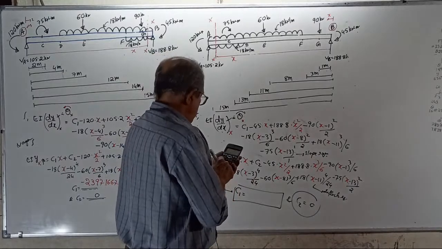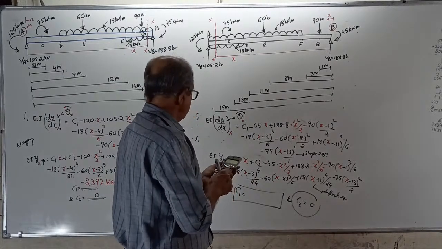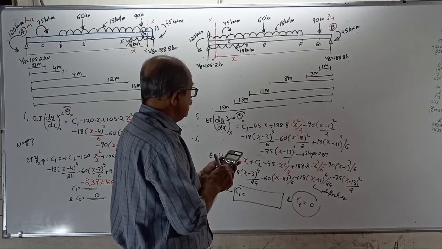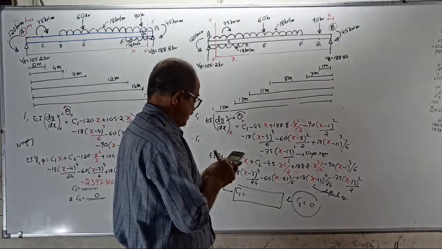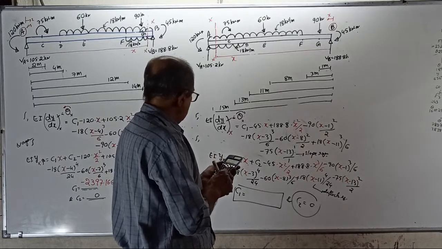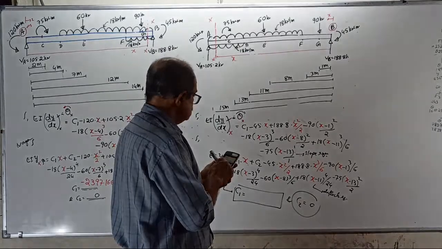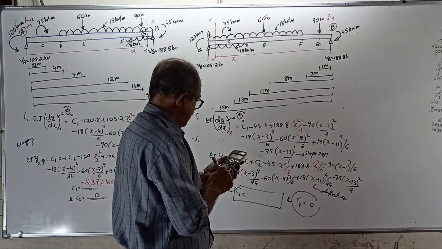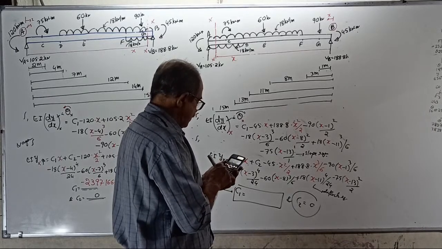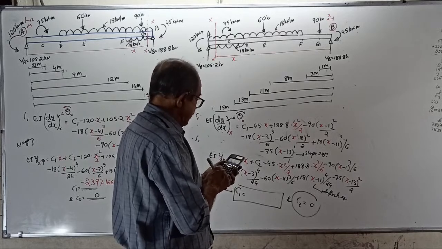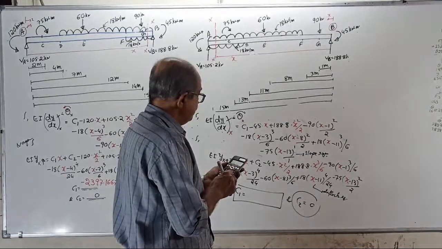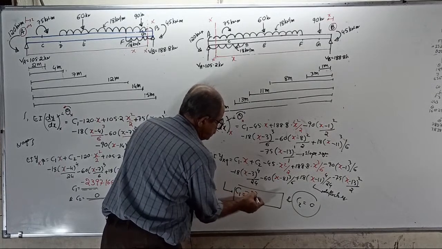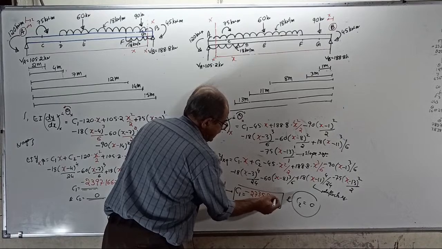Second solution, C1 is minus 45 into 15 square divided by 2, plus 188.8 into 15 cube divided by 6, minus 90 into 14 cube divided by 6, minus 18 into 15 minus 3 is 12, 12 power 4 by 24, minus 60 into 50 minus 8 is 7, 7 cube divided by 6, plus 18 into 50 minus 11 is 4, 4 power 4 divided by 24, minus 75 into 2 square divided by 2, divided by 15. 2735.8333 is the answer. Correct?